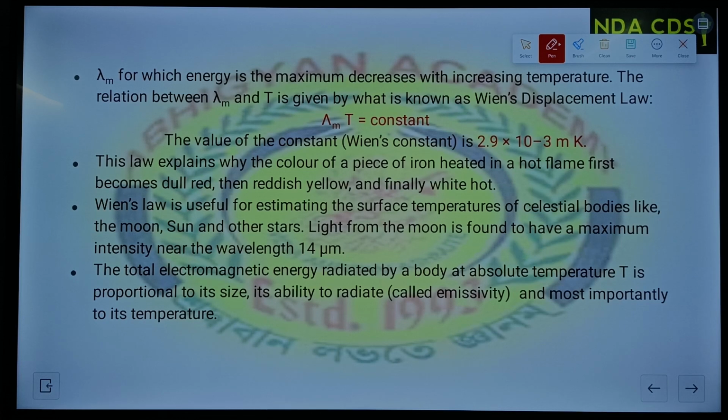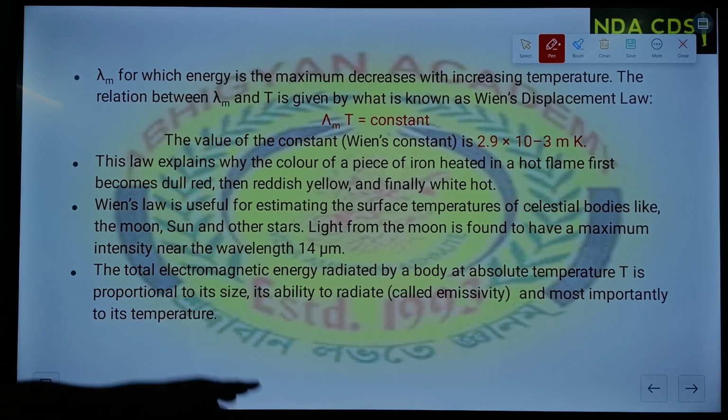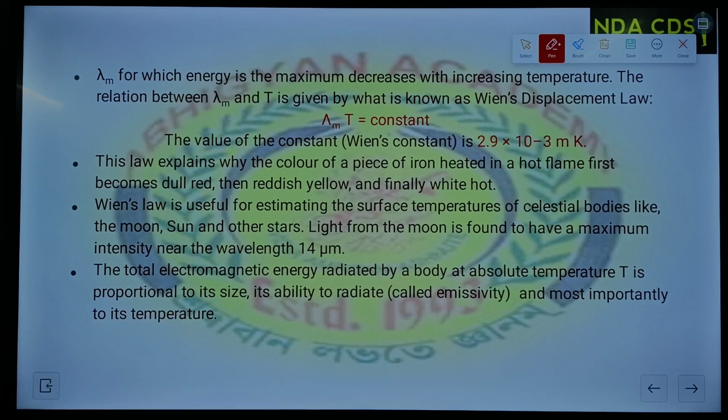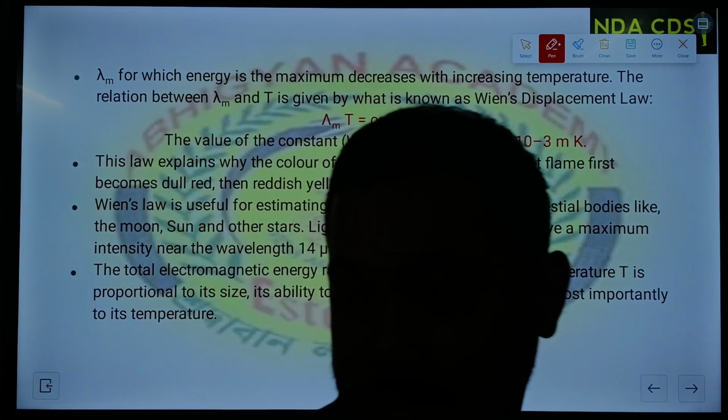Did you understand the last point? Last point, basically it says that the body कितना वो energy radiate करेगा, that will depend first of all its size, how big it is, and also it will depend on something called emissivity, which is the ability to radiate heat. Okay, and mostly to its temperature. मतलब in that temperature कितना heat radiate कर सकता है for that specific mass. Understood?